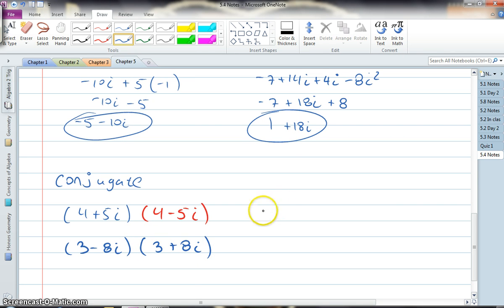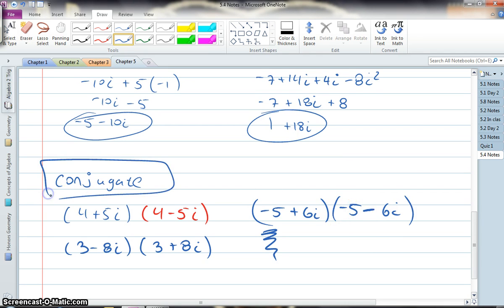Right, and then let's try negative 5 plus 6i. The conjugate here would be negative 5. This first piece stays the same. The middle sign changes and the back piece stays the same. So if there's a negative out in front, that needs to stay the same. So that's what the conjugate is.